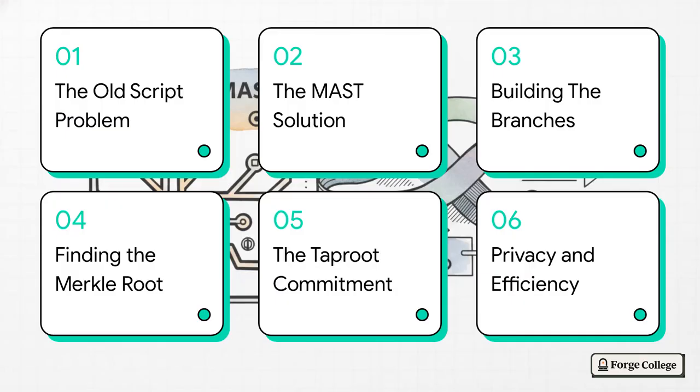So here's the game plan for today's explainer. We'll start with the old script problem, introduce the MAST solution, head into the workshop to build our branches, find the Merkle root, and lock it all in with the Taproot commitment. Finally, we'll wrap up with a quick QA check on privacy and efficiency. Let's dive in.